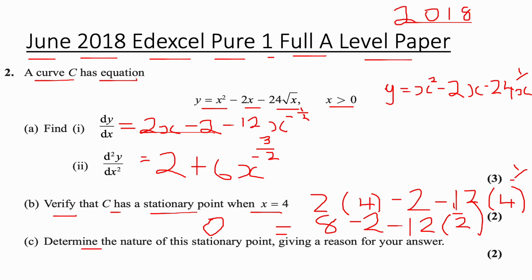For part C, determine the nature of the stationary point. So this is when we sub x is 4 into here, and then see if the second derivative is bigger than 0 or less than 0. Well, this is actually going to be bigger than 0 when you sub it in. So when you sub in 2 plus 6 brackets 4 to the minus 3 halves, that's going to be bigger than 0, so that's what I call a minimum point. If it's bigger than 0, then it's what I call a minimum point.